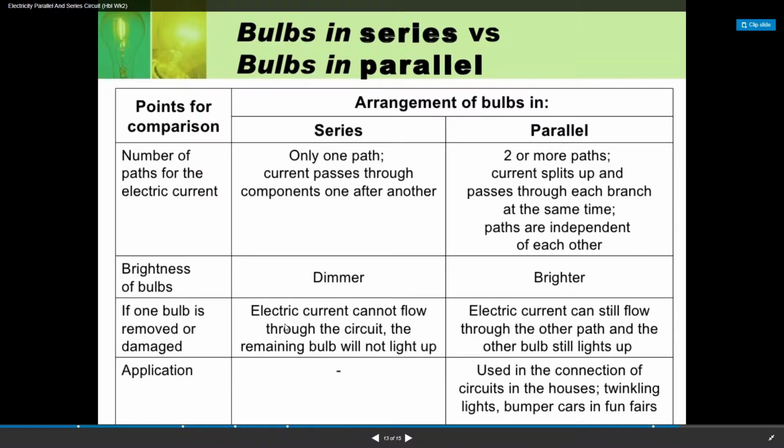If one bulb is removed from a series, the electrical current cannot flow through the circuit. The remaining bulbs will not light up. In a parallel circuit, the electrical current can still flow through the other paths, and the other bulbs will stay lit up. So even if I remove a bulb from a parallel circuit, it will still work. So a parallel is what's used in connecting circuits in your house, or twinkling lights around the holiday.